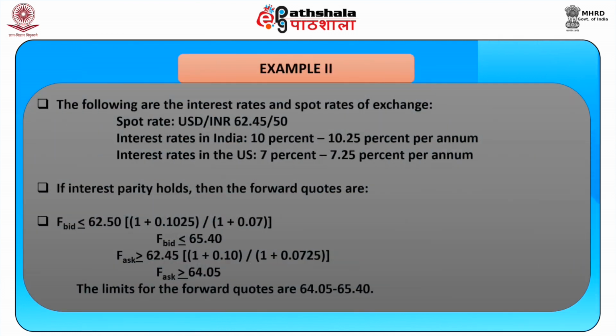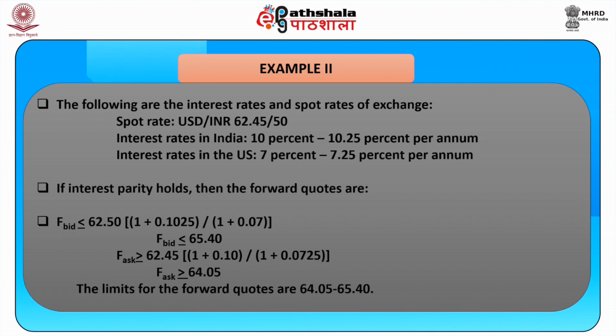Another example. The following are the interest rates and spot rates of exchange. Suppose the spot rate is US dollar to Indian rupee at 62.45 divided by 50. Interest rate in India is 10% to 10.25% per annum. Interest in US is between 7% to 7.25% per annum. If interest parity holds, what are the forward quotes?